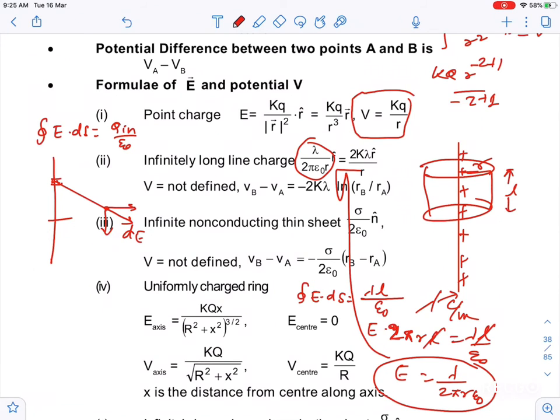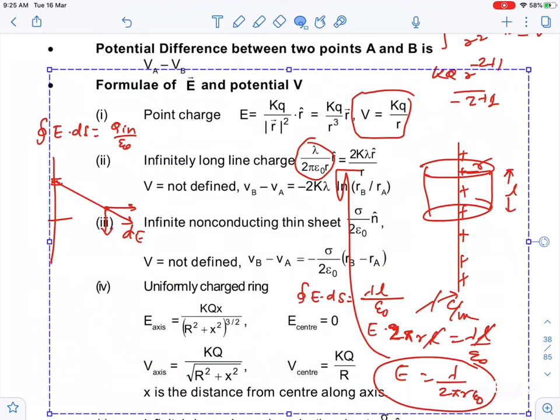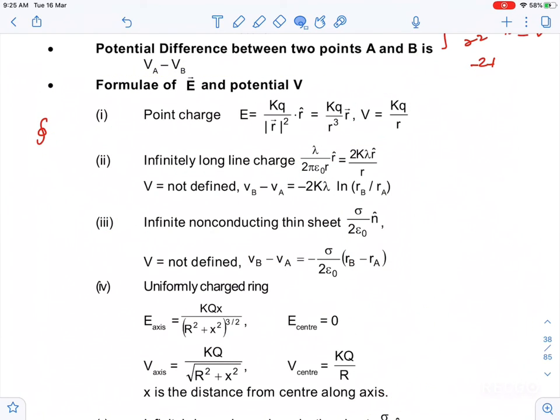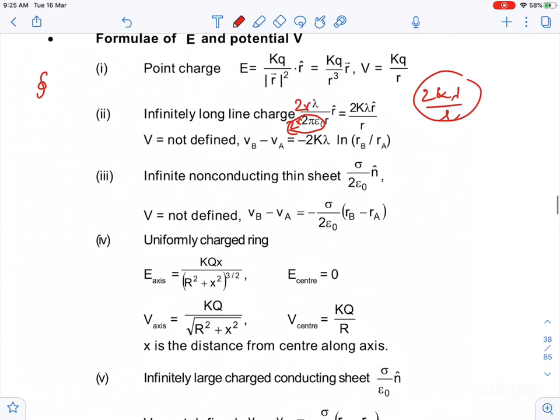So guys, this they have written as E equals lambda by 2 pi epsilon naught r. This you have to keep in mind, guys. Actually Gauss law is very important to derive all the tough results you will see here. So that is lambda by 2 pi epsilon naught r, or if I multiply by 2 and divide by 2, this becomes 4 pi epsilon naught, k. So 2k lambda divided by r. This is for an infinite rod.